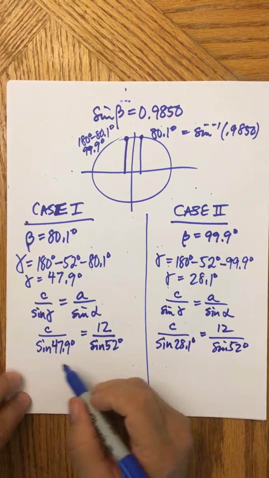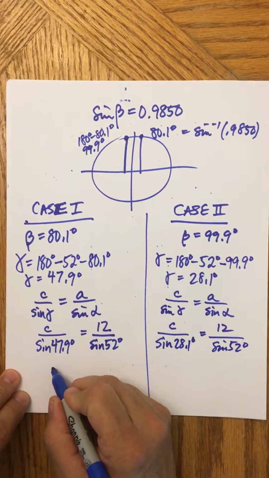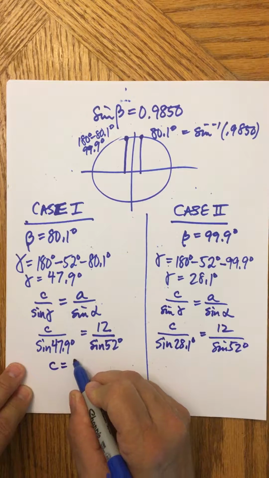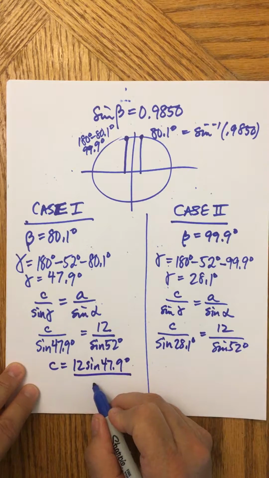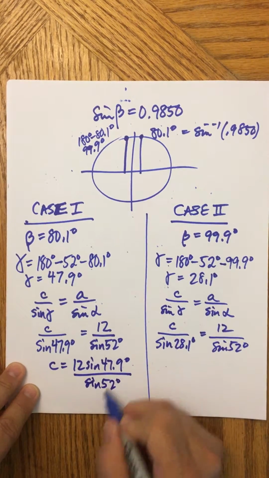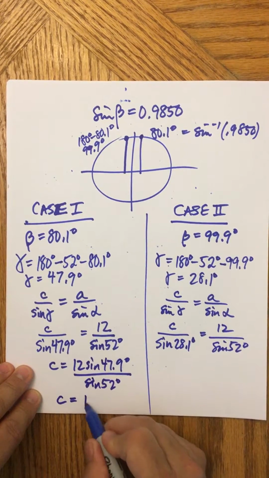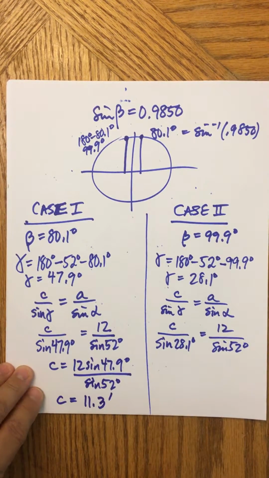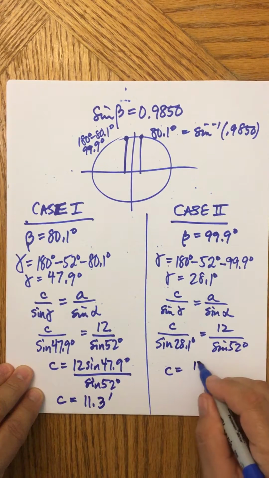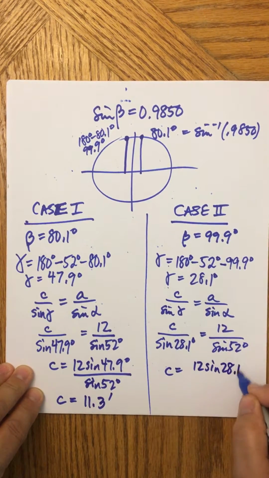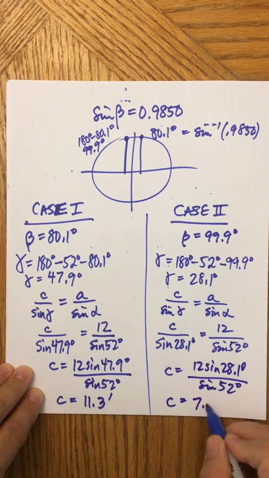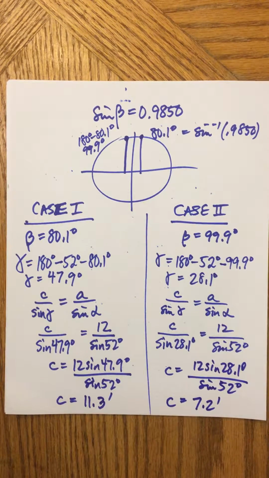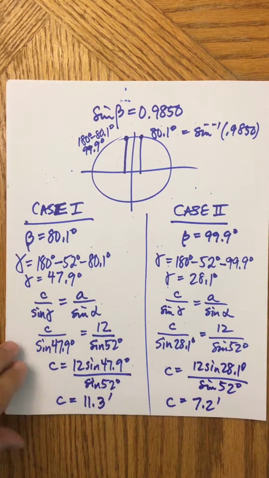So you see what we're doing here. Now I'll go ahead and finish this and then finish that. So we'll have C is 12 sine of 47.9 degrees over sine of 52 degrees. Okay. And then you'll get C here is 11.3 feet. Okay. Versus here you'll have C equals 12 sine 28.1 degrees over sine 52 degrees. So here C is going to be 7.2 feet. Okay. So those are your two different triangles. We got all the lengths. And let me see if I can draw you pictures, see what that looks like.